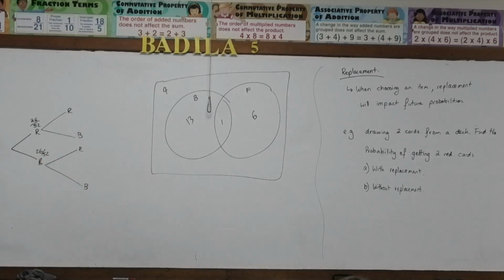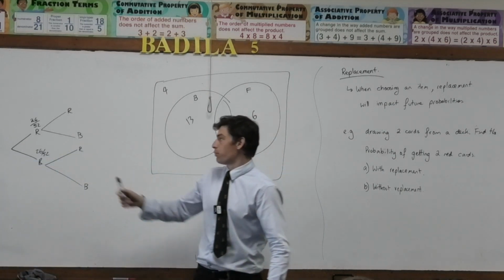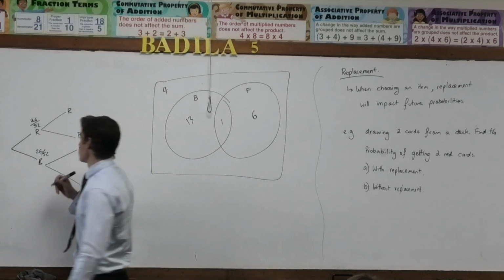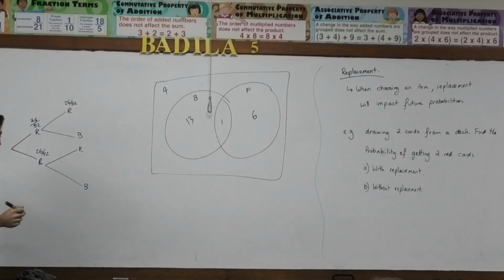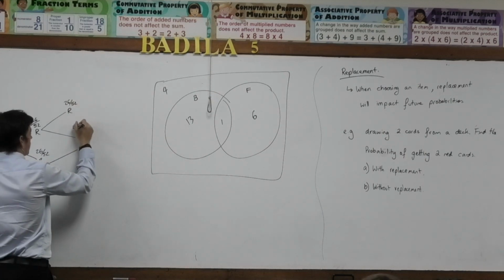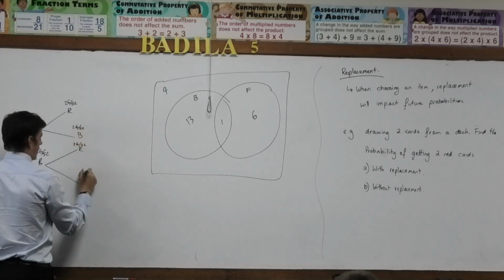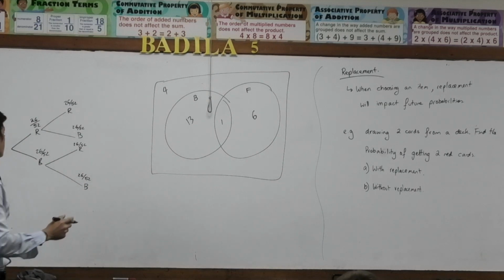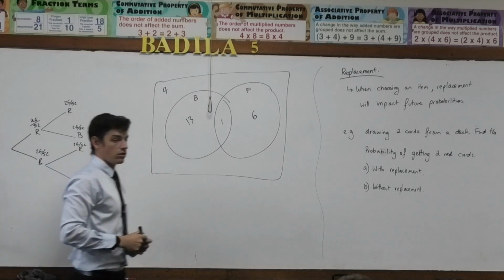Matt, with replacement, so I'm putting the card back in, what's the odds of pulling a red card out of my second draw? 26 out of 52. It's exactly the same as 26 out of 52, isn't it? And a black card? 26 out of 52. And it's the same regardless, correct? How would I calculate the probability of that line? What's the operation we do?